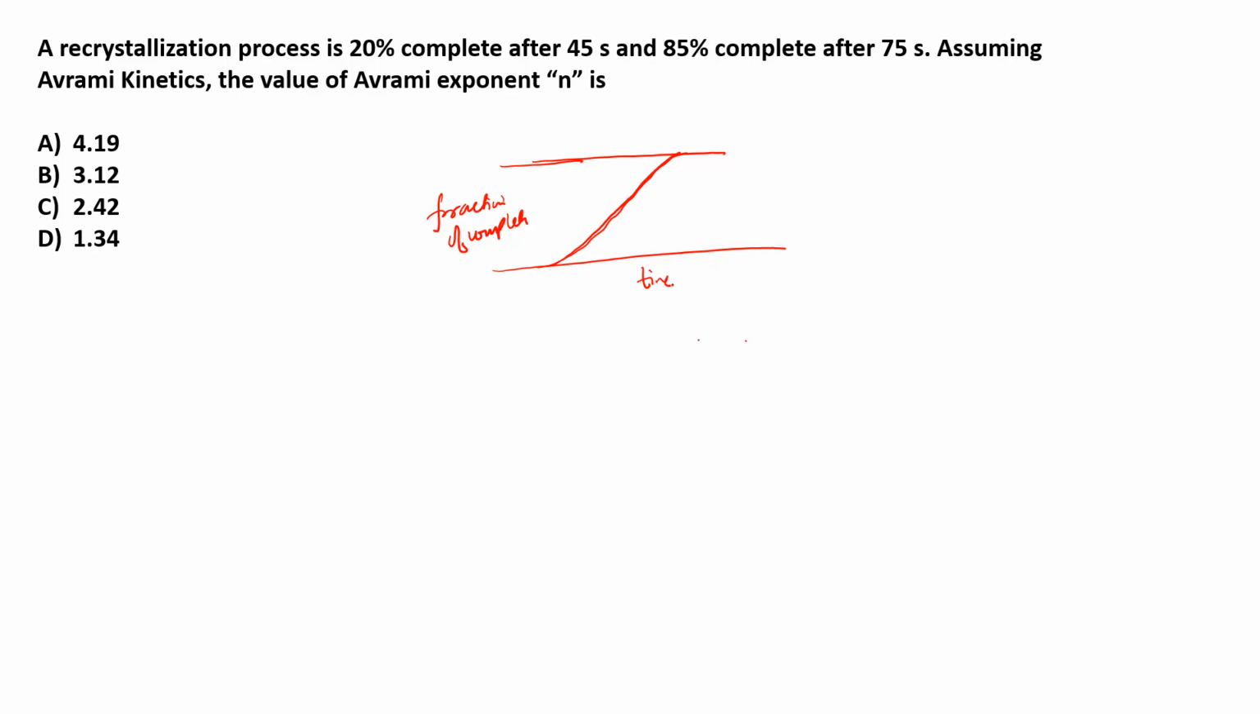versus time, and the equation is x equal to 1 minus e to the power minus k t to the power n, right? So x is the fraction completed. Okay, so in the first case it is 20% complete. So what is the fraction it is complete? It is 0.2, right? Next it is 85, that means 0.85. And what is the time for this?